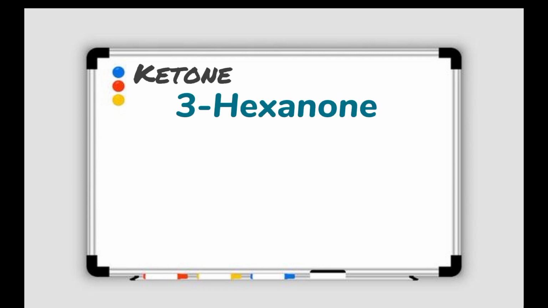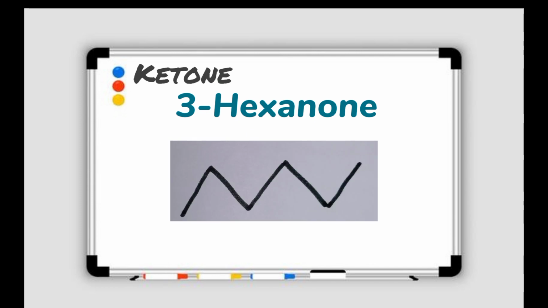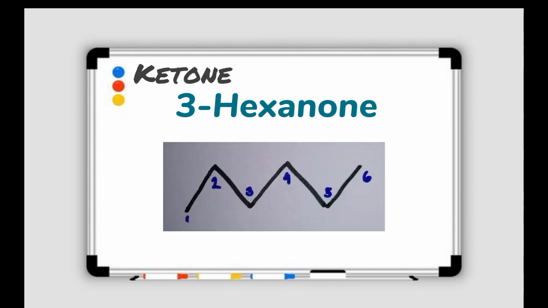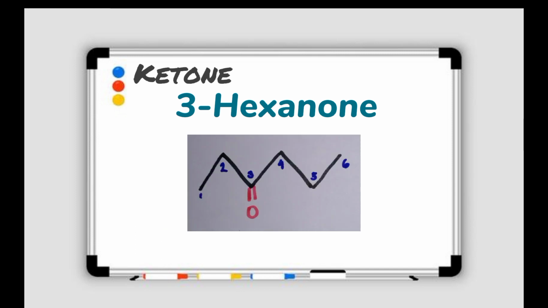Now, let us try to draw a ketone structure. We have here the given IUPAC name 3-hexanone. First, identify the parent chain. Since the parent chain in the given name is hex, it means that we are going to draw a 6 carbon atom structure. Next, number the carbons and draw the carbonyl group on the location given. And this will be the structure for 3-hexanone.